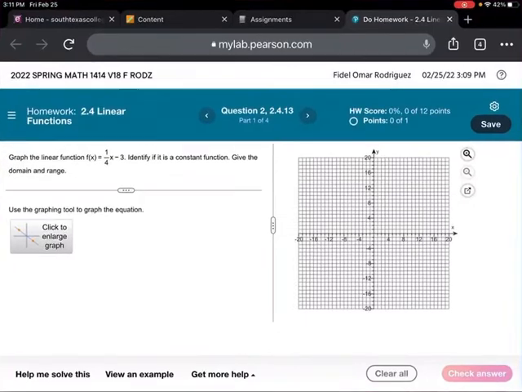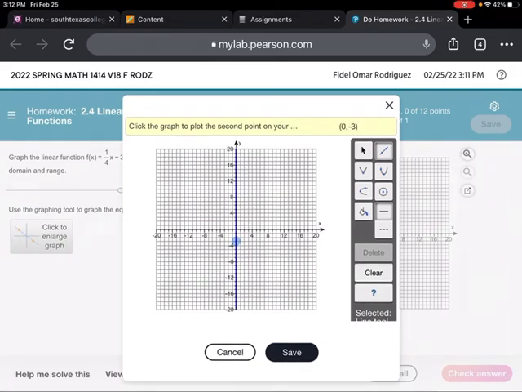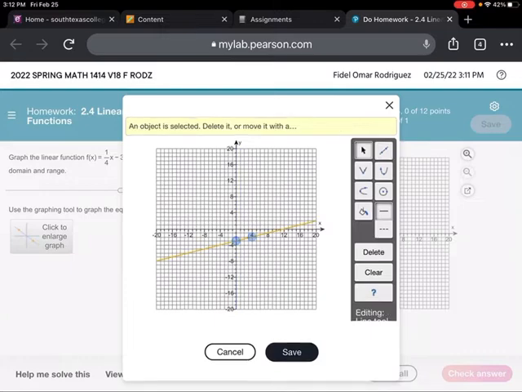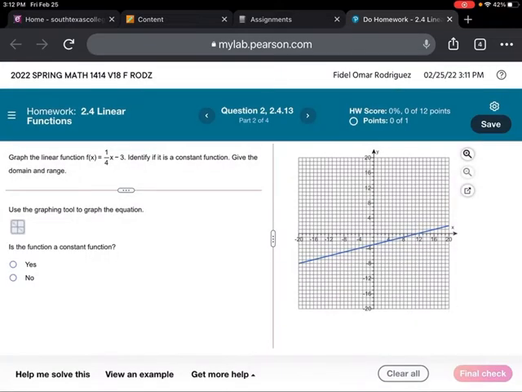So look, let me show you this on my lab. Come back over here. Let's see if we can enlarge our graph. Hit the little line button right there. So (0, negative 3) is right there. Up 1 and over 4 is right there. Hit save, hit check, we got that part.